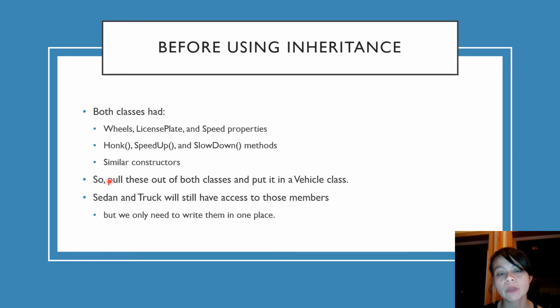So what you would do is pull these out of both the classes and put them in the vehicle class. The vehicle class would be the superclass. Sedan and truck will still have access to those members that are in the vehicle class, the superclass, but you now only need to write them in one place. So all this, wheels, license plate, speed properties, honk, speed up, and slow down methods, only need to be written in one place now.